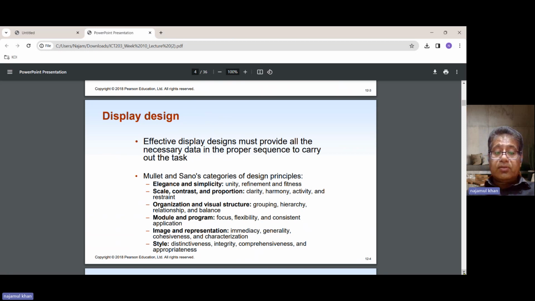We talk about that. So here, image and representation, guys, very important. See where the images will go, cohesiveness, and characterization, that is important as well. So do your images look good on that website? Animation you are using, style, distinctive, comprehensiveness, appropriateness, a lot of things, integrity. So there are so many things, and these are the good quality design principles of any website.